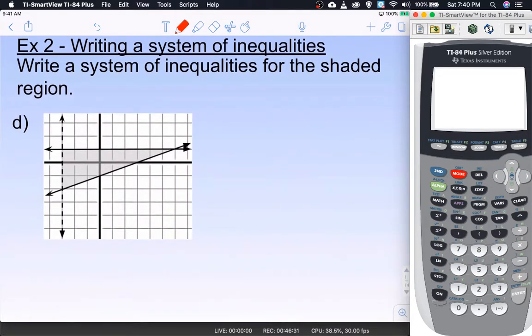Let's try one more. So why don't you go ahead and pause and try this problem on your own. When you're ready to continue, hit play and we'll go through it together.